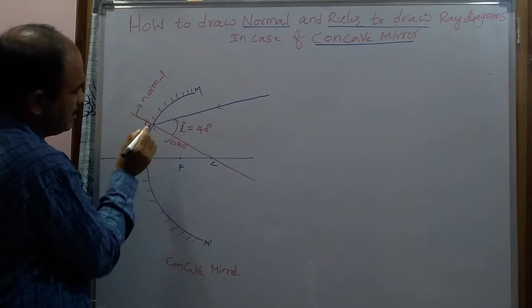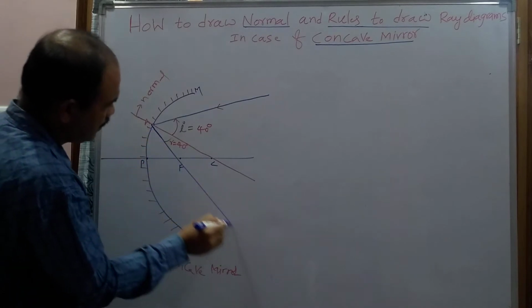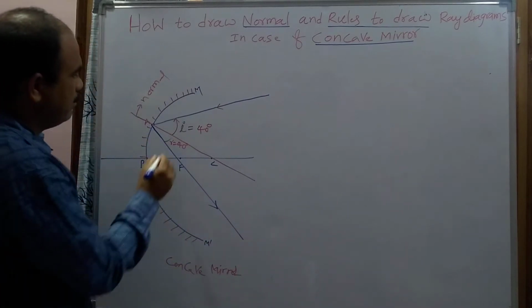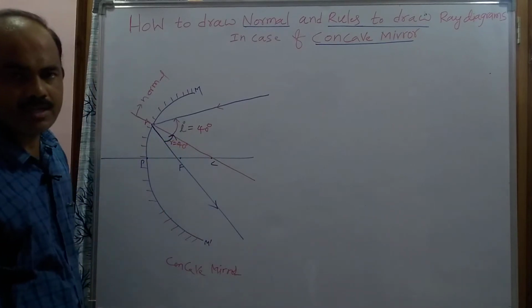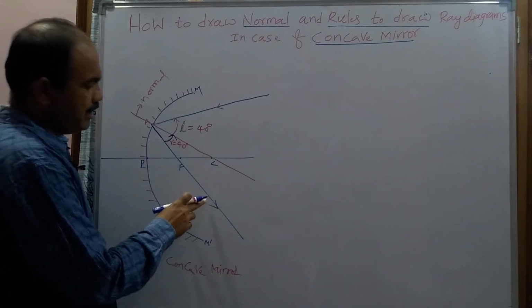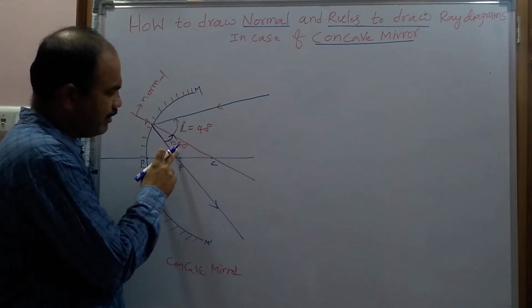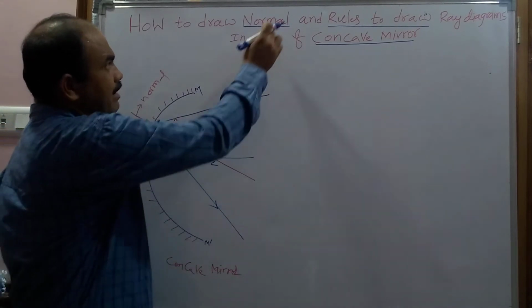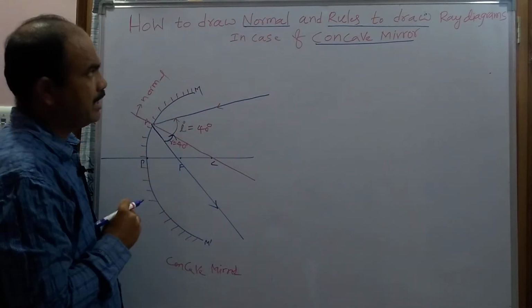Then after that, draw the reflected ray. Now imagine this is the reflected ray. Now what is this angle? This angle will be called the angle of reflection. So to draw the reflected ray, to find the angle of incidence, to find the angle of reflection, what is required? Normal is required. So that is the importance of the normal.